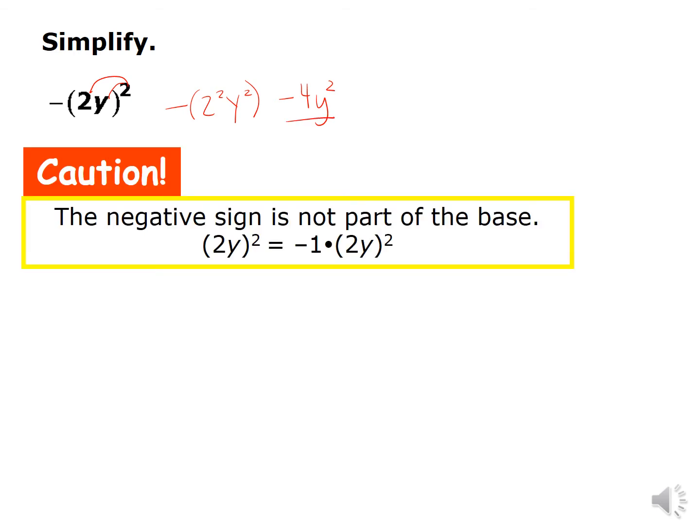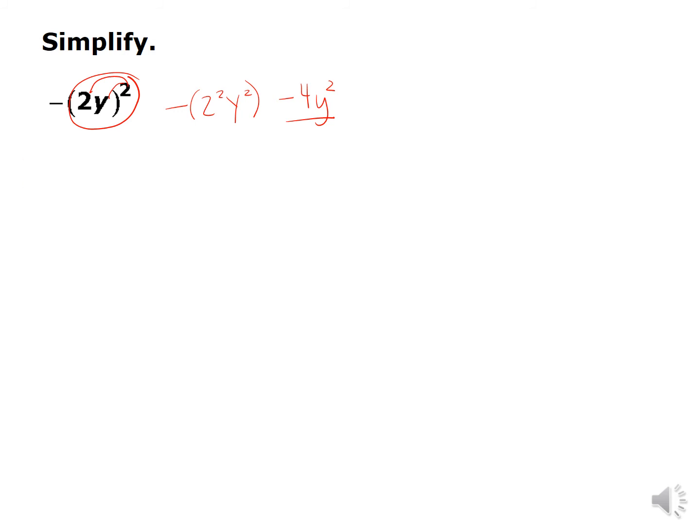Okay, remember the negative sign is not part of the base. The exponent only goes to this. Okay, so if I have this one, that's different. So this one goes to the negative. I like to do it like this, and it goes to all 3 parts. So a negative cubed, negative 1 cubed is still negative. 2 cubed, y cubed. So that one is negative 8y cubed.